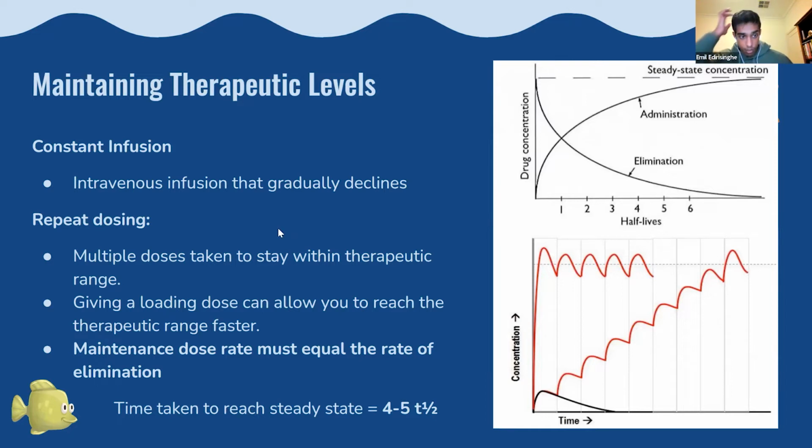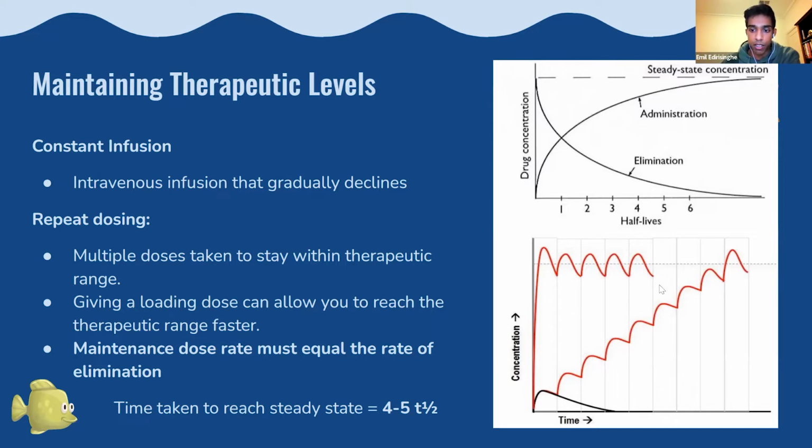This can be achieved either through constant infusion, which is an intravenous infusion that gradually declines. At the start, you give a large amount so that the concentration of the drug increases, and then you slow it down over time as the enzymes get more and more saturated. However, this isn't necessarily practical because it's unlikely that most patients will be able to have access to IV at all times. So what happens more often in practice is repeat dosing.